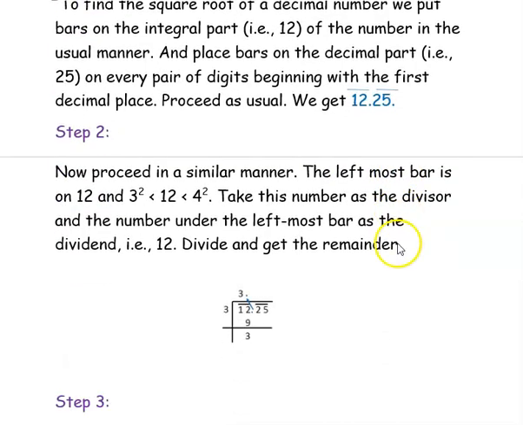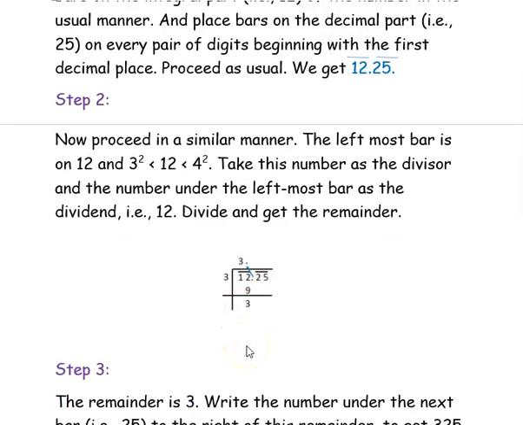The second step, we have to proceed in the similar manner. So we have to consider the leftmost bar. The number under the leftmost bar is 12. Then we want to find a number whose square is less than 12. So we know that 3 into 3, that is 3 square, is 9, which is less than 12. So I have written 3 here as the quotient, multiplied and written 9 here. So 12 minus 9 is 3. Okay, so this 3 is the remainder.